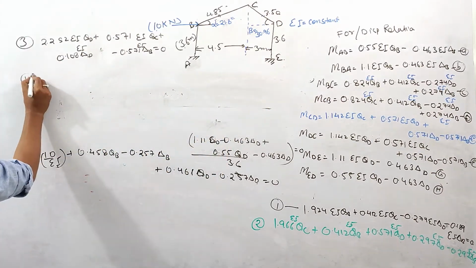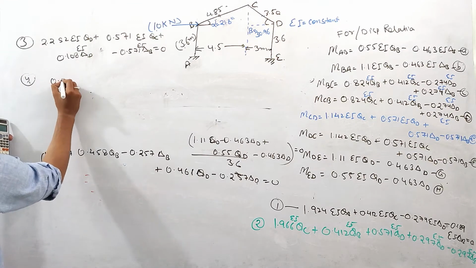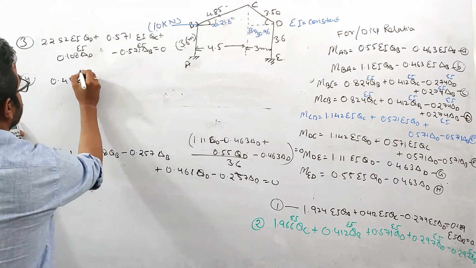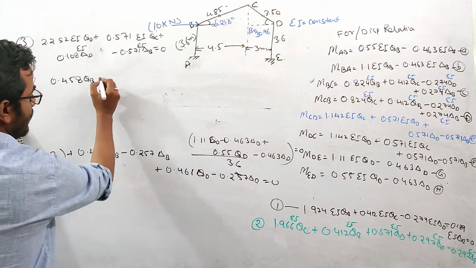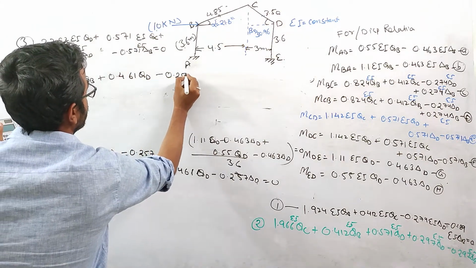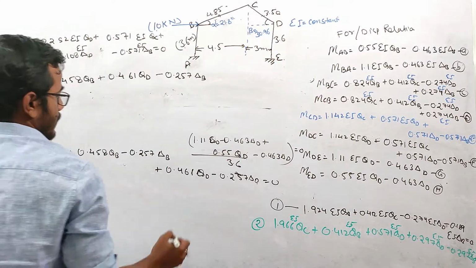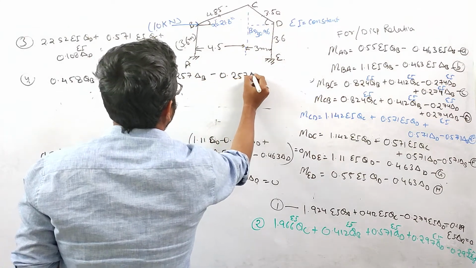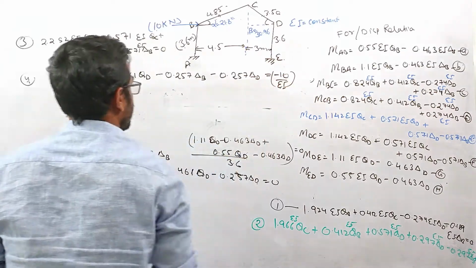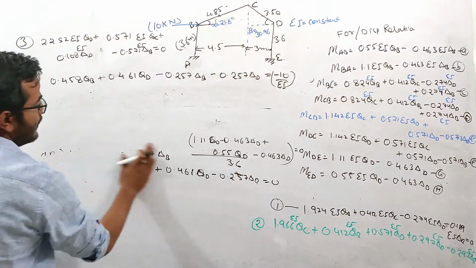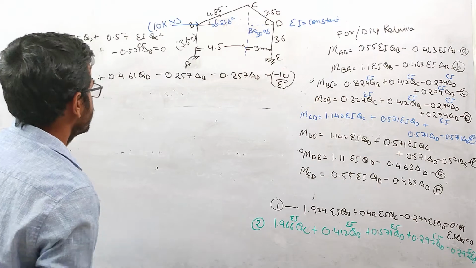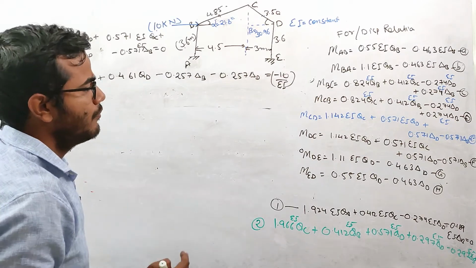I'll write this equation over here. So 0.458 theta B plus 0.461 theta D minus 0.257 delta B minus 0.257 delta D equals minus 10 over EI. So in this way we derive the fourth equation by taking shear along the x direction equals 0. Now 5 unknowns, 4 equations.